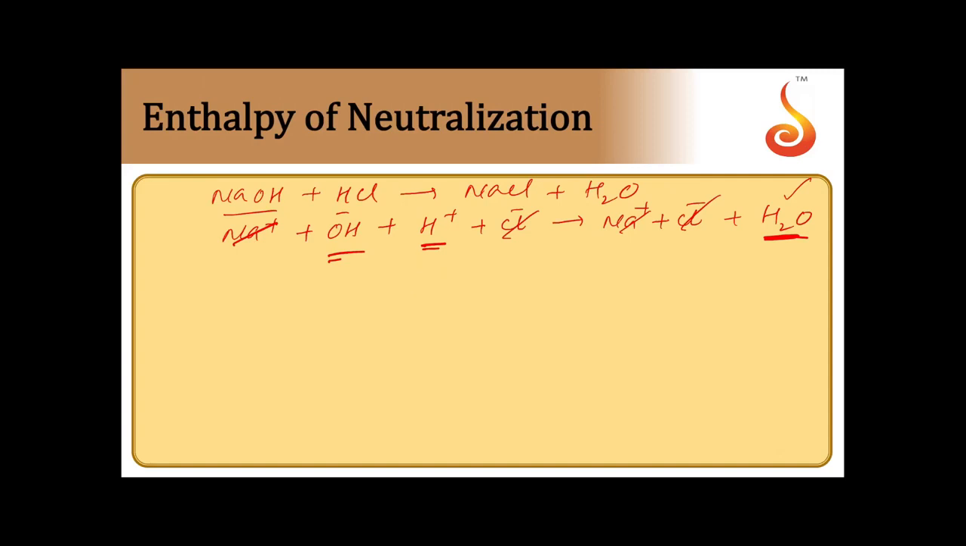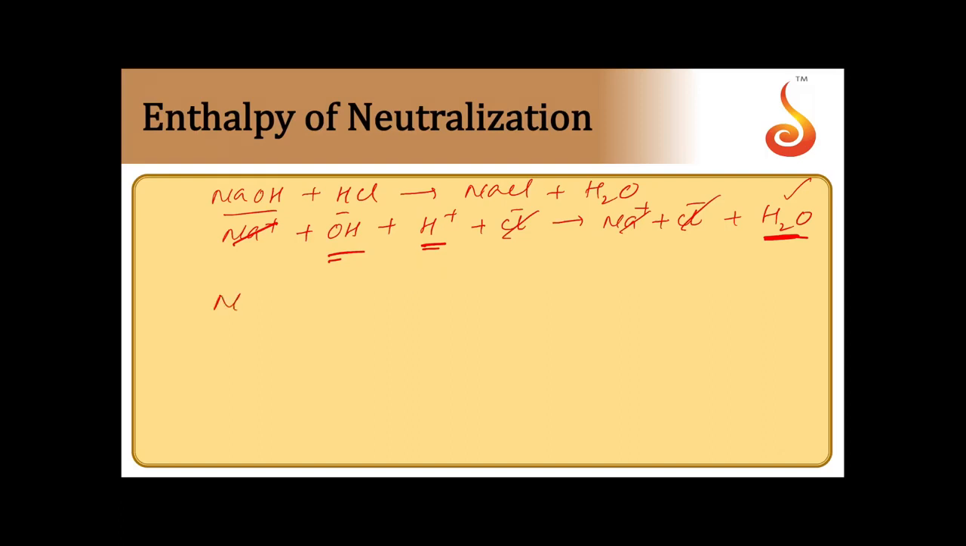If one of them or both are weak, the reaction also involves formation of 1 mole of H+ and formation of 1 mole of OH-, and then formation of 1 mole of water. When one or both of them are weak, there are two steps. Whereas in the case of strong acid and strong base, we already have 1 mole of H+ and 1 mole of OH-, therefore it involves only formation of 1 mole of water.